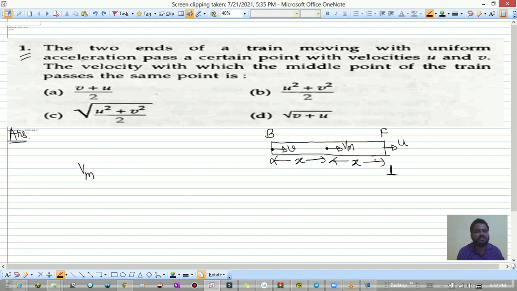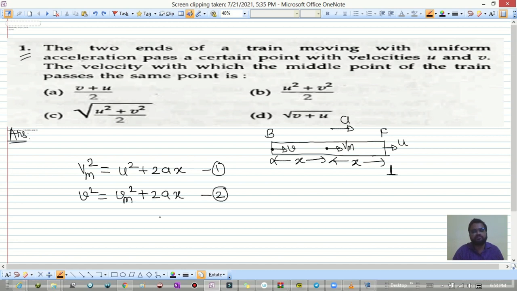So for the first half of the train, the final velocity vm squared is equal to the initial velocity u squared plus 2 a x. As it is moving with uniform, that is constant, acceleration, the equations of motion are valid. So this is equation number 1. Likewise, for the next half of the train, the final velocity v squared is equal to the initial velocity vm squared plus 2 a x. So this is equation number 2.